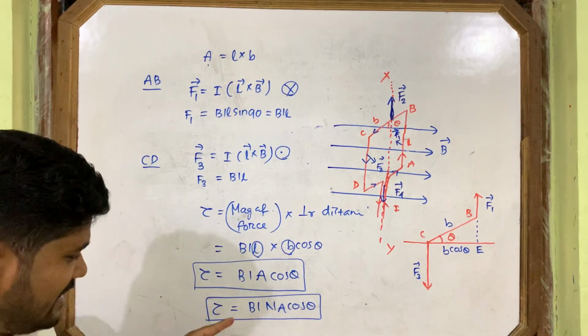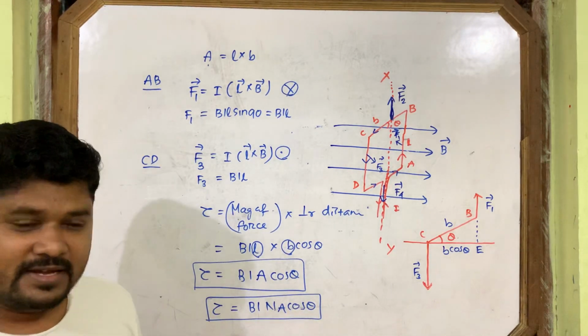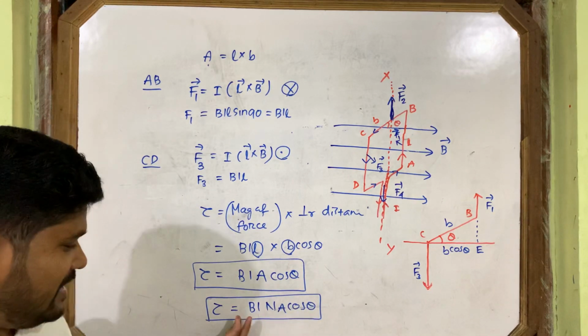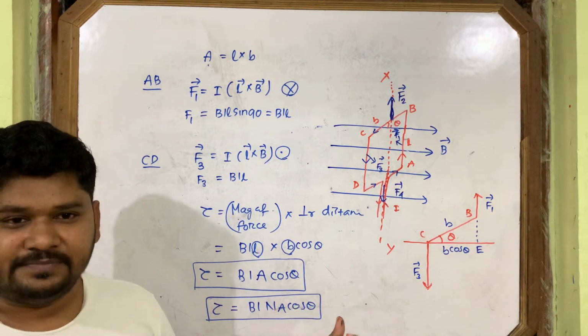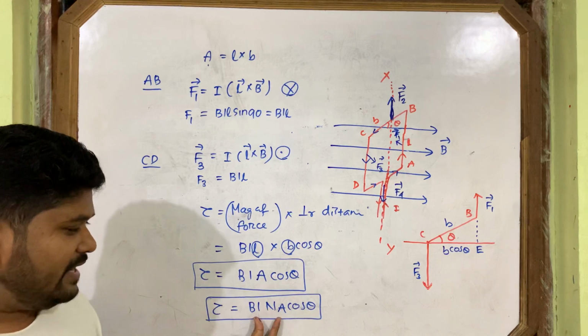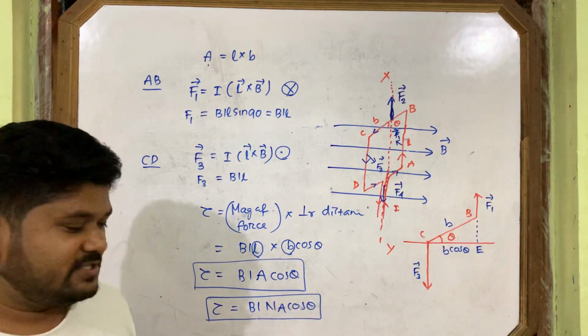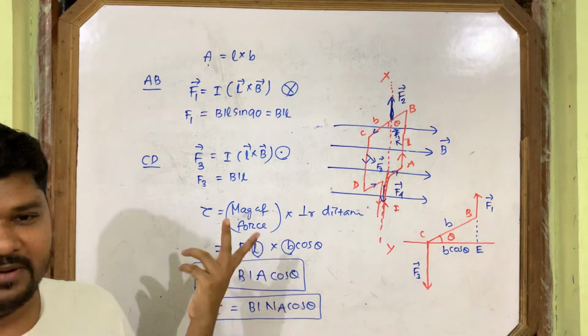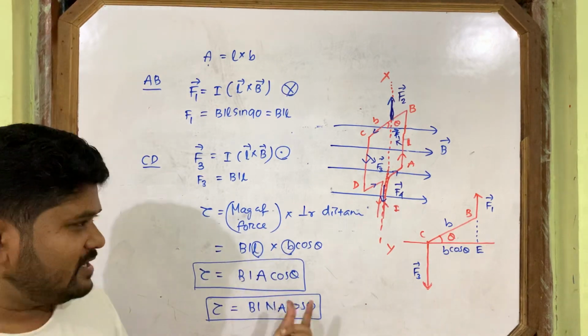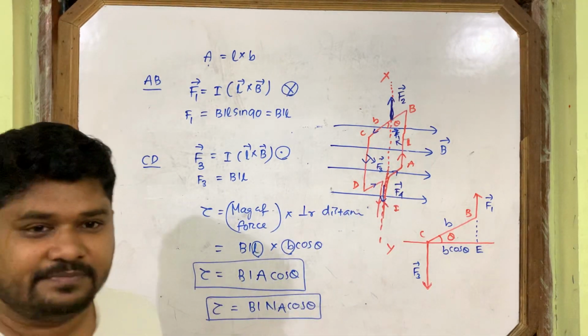I am arranging it like this so that you can remember it easily. You can say BINA cos theta. Torque is equal to BINA cos theta. This is the trick to remember the formula for a longer time. Torque on a current carrying loop is BINA cos theta.